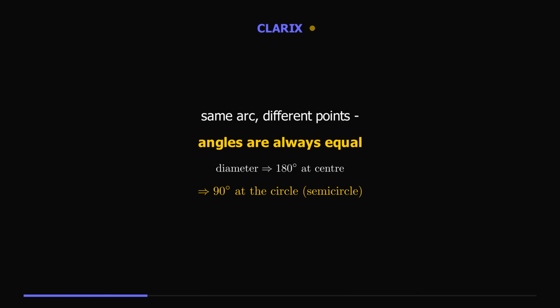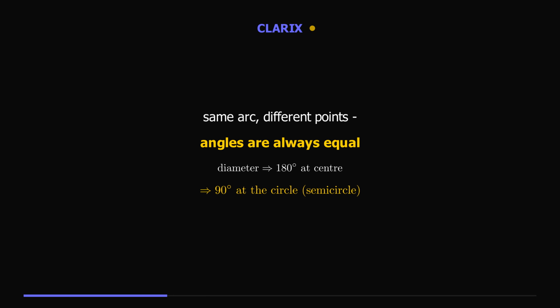And here's the most famous special case. A diameter subtends a straight angle, 180 degrees, at the center, so at any point on the circle, it must subtend exactly half of that, 90 degrees. This is why the angle in a semicircle is always a right angle.